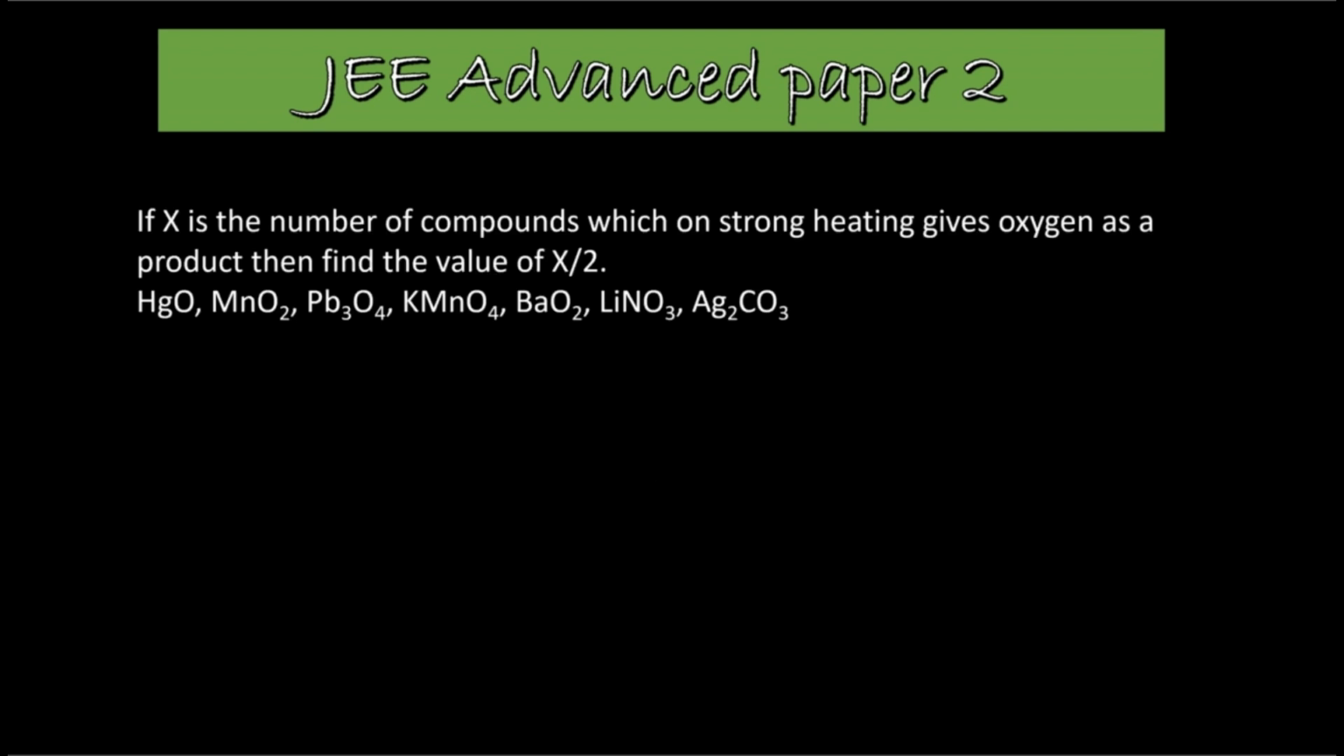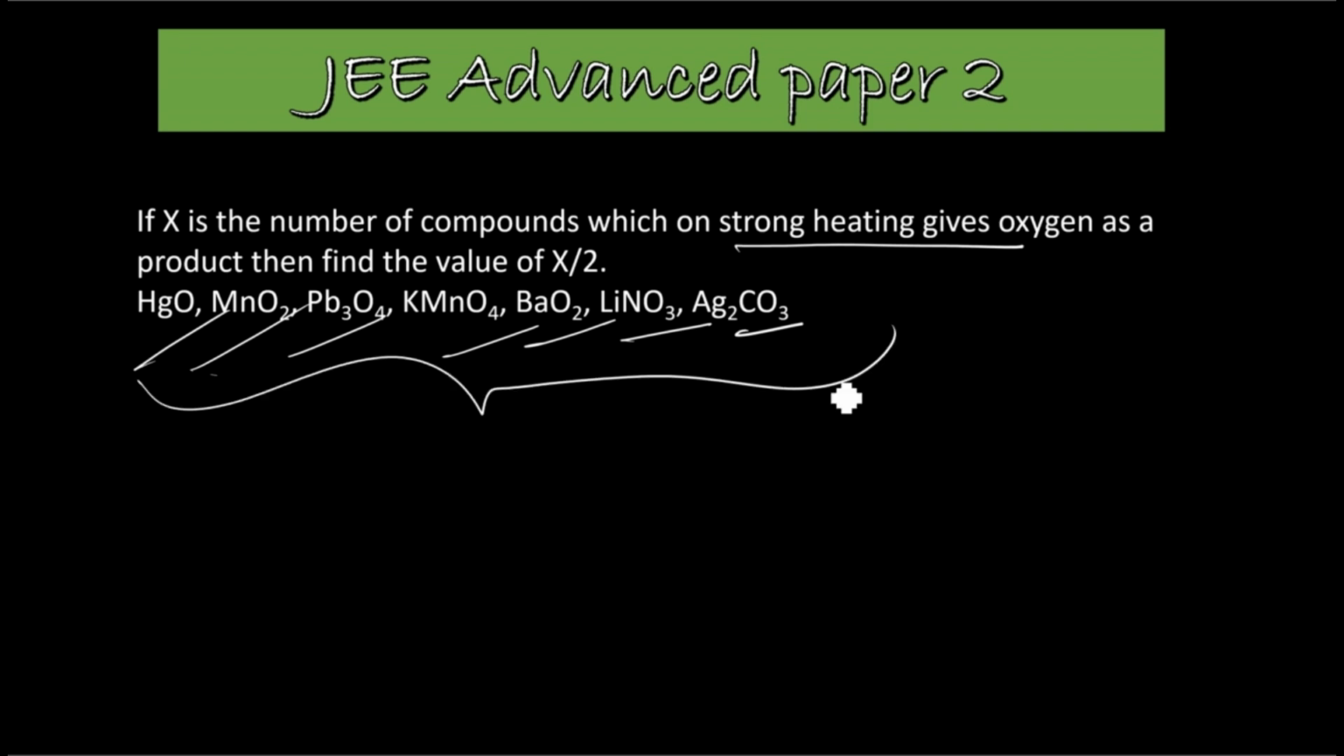Okay, moving on to the next question. If X is the number of moles of compounds which on strong heating give oxygen as a product, then find the value of X by 2. Okay, so on strong heating it should give oxygen. Here all of these have oxygen. You can see all these can give oxygen as the product. So 1, 2, 3, 4, 5, 6, 7. 7 is the number of compounds producing oxygen. Then the value of X by 2 is 3.5.